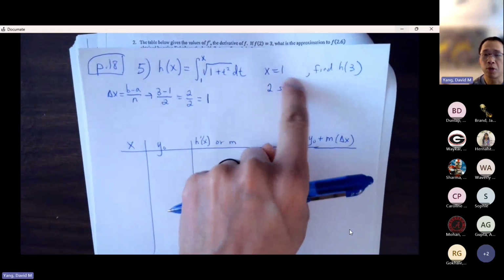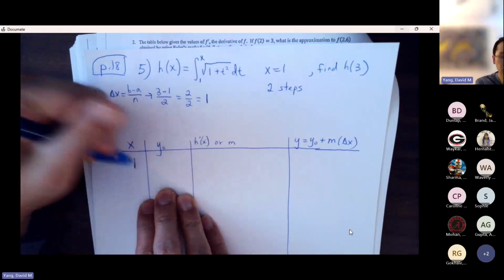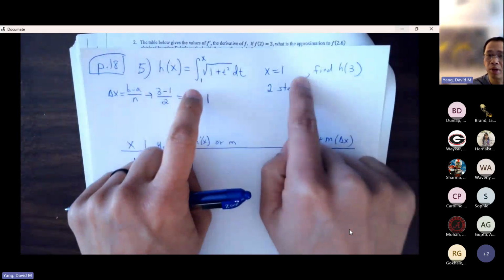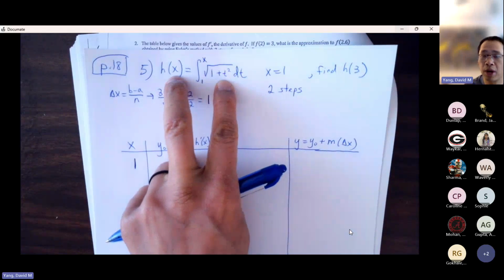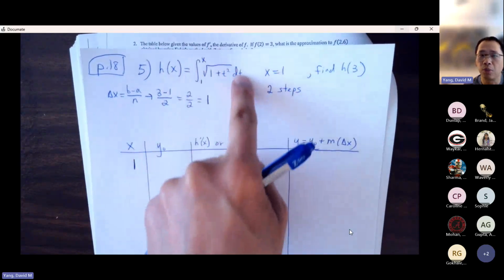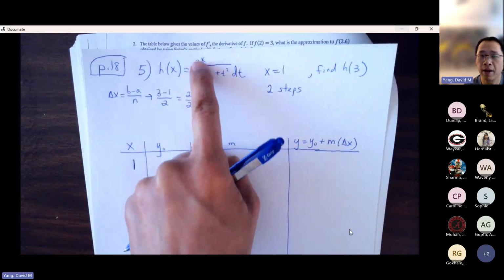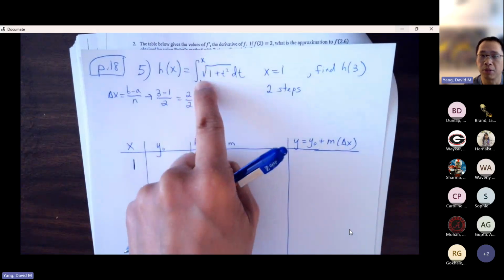Now, normally they give us an ordered pair, but they only give us x equals 1. So I need to find my starting y value. They don't give it to us, but they do give us a function for us to plug in and find the y value. So I can plug 1 into the function to get the y value. So the integral from 1 to 1, well, that's nice because if the bounds match, then I know that my value is just going to be 0.